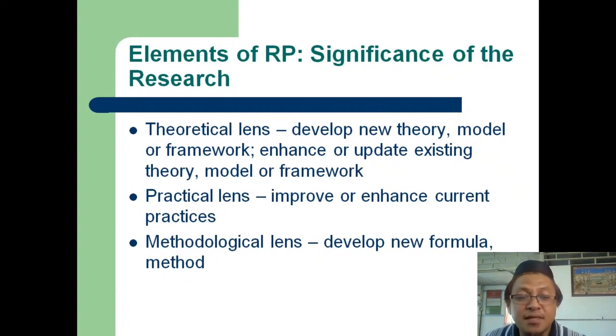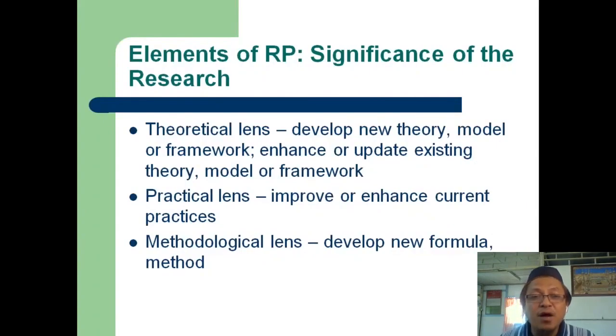The significance of the study can also be viewed if you have developed a new method. Normally this is when you are doing a PhD. It is very rare, but still possible. It will develop a new method, a new formula, for example. All right, so that's the end of our chapter 1, introduction to research, overview of research.